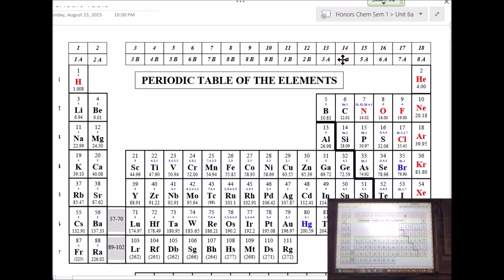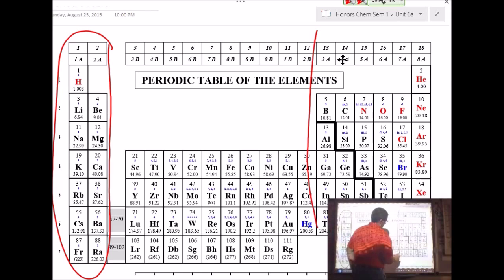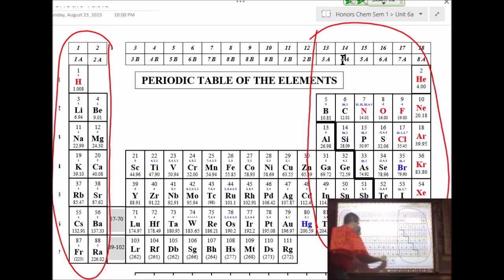Okay, so are the only ones that have valence electrons the ones with A's next to them? Beautiful. So if it's not these guys, this is called the representative elements. So if they're not A groups, they're not the ones that we're going to be talking about, the representative elements. Okay, good question.